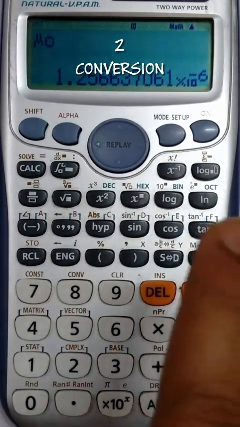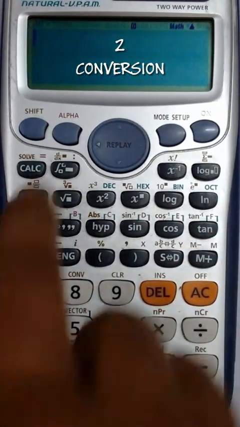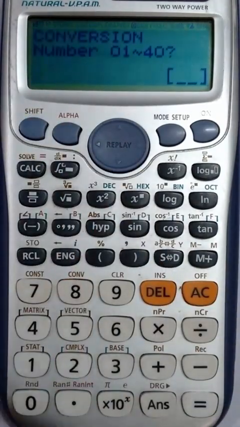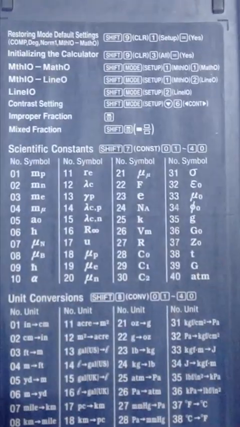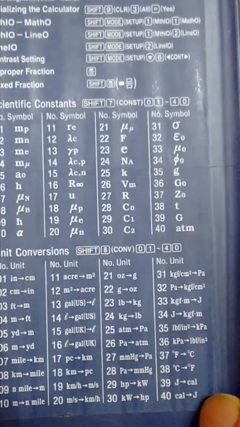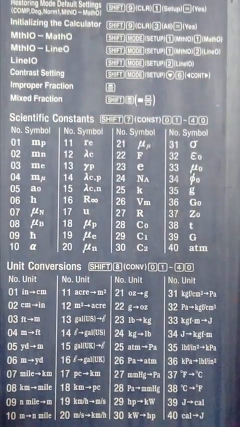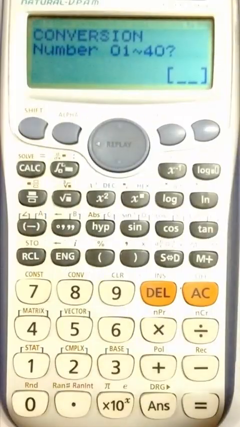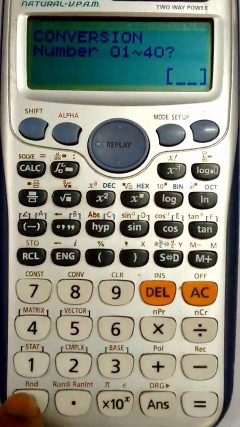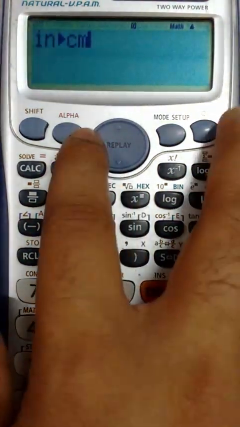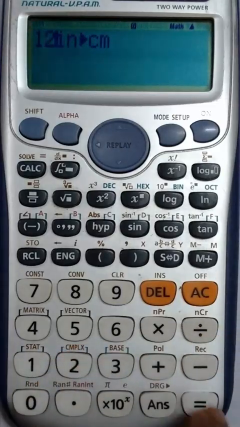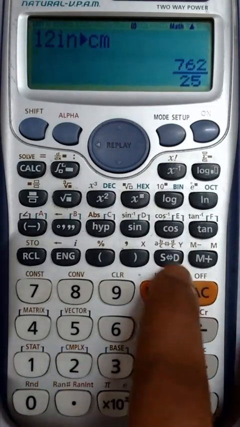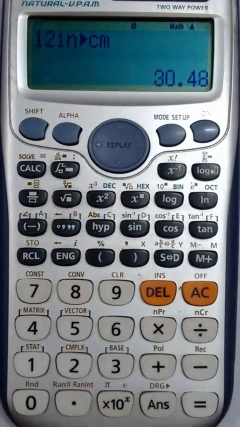Next technique is conversion operation, Shift conversion. You can see here that 40 conversion operations are available on your calculator cover, so you can use any of them. I am using inch to centimeter here. For that I am pressing 01. Suppose I want to convert 12 inch into centimeter. Then I got this result, converting to 30.48 centimeter. In this way you can use conversion operation on your calculator.